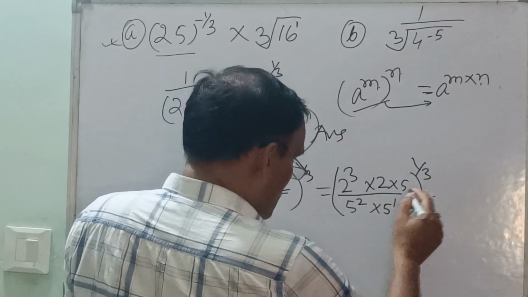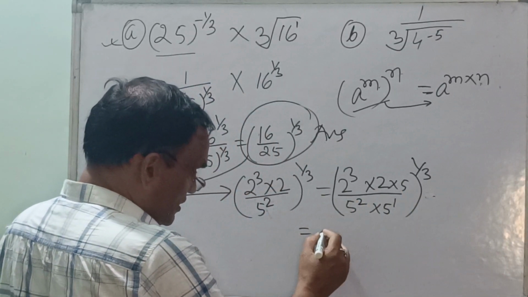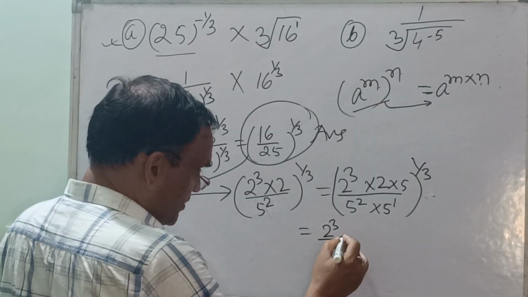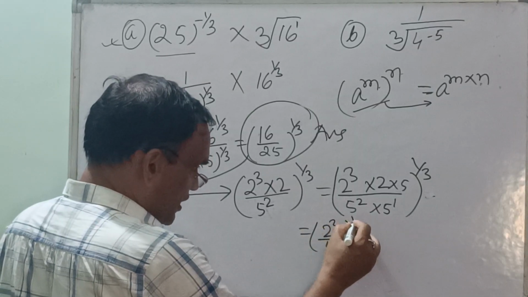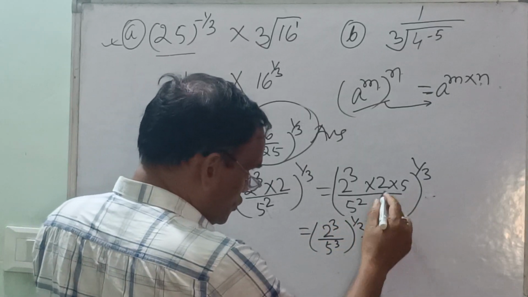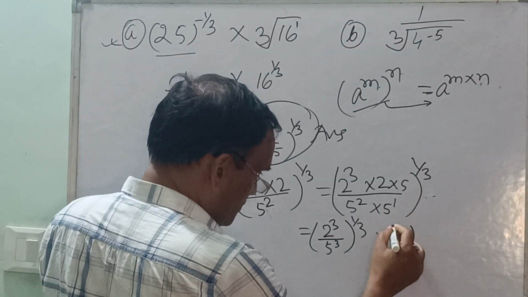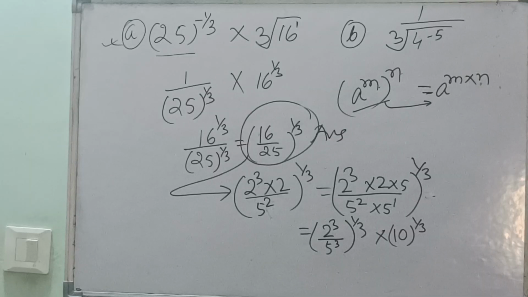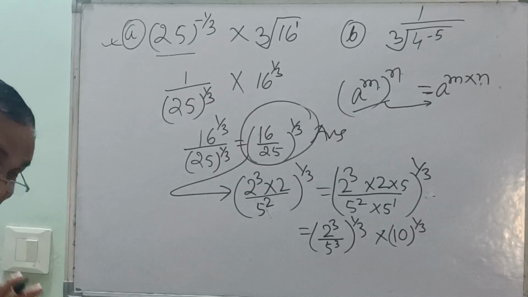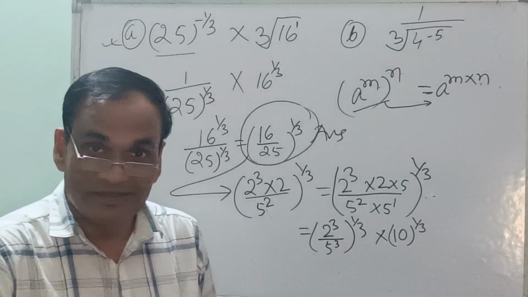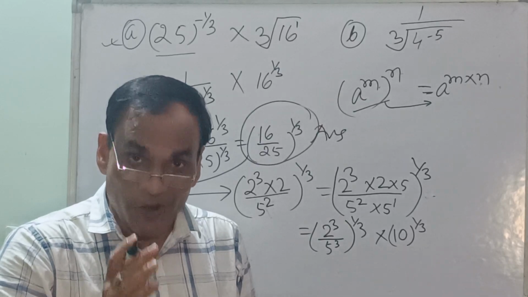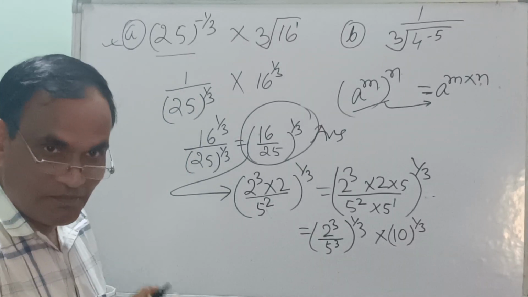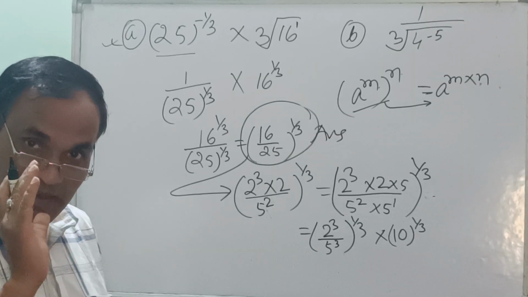Okay, now what is now? So again, can you write 2 to the power 3 upon 5 to the power 3 and 1 upon 3, and 2 into 5 is 10 to the power 1 upon 3? Can we write? Yes, gentlemen, we can write. How? Just I am going to clear this. Listen carefully. Be attentive with me. Have some patience.